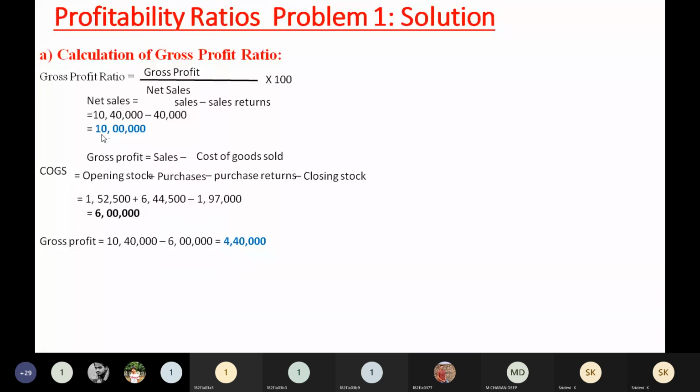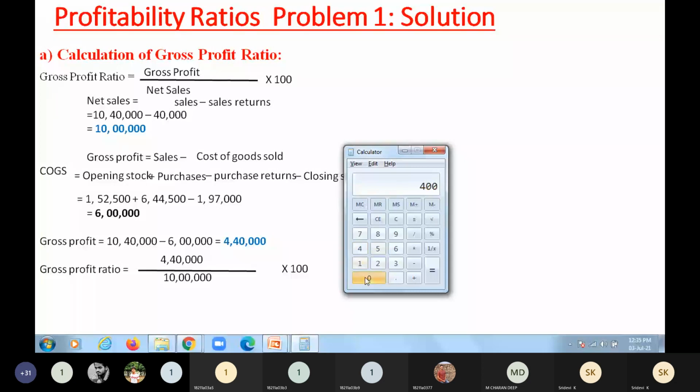So that you substitute in this formula, gross profit divided by net sales. So how much will you get? Gross profit is 4 lakhs divided by 10 lakhs into 100. Substitute like that. I made a mistake here, you rectify that. I had taken 4,40,000 divided by 10 lakhs. So multiply this with 100. So how much will you get? Calculate. Use the calci. 4 lakhs divided by 10 lakhs.